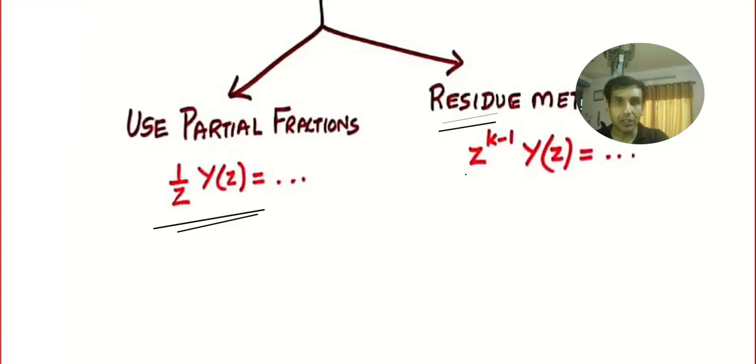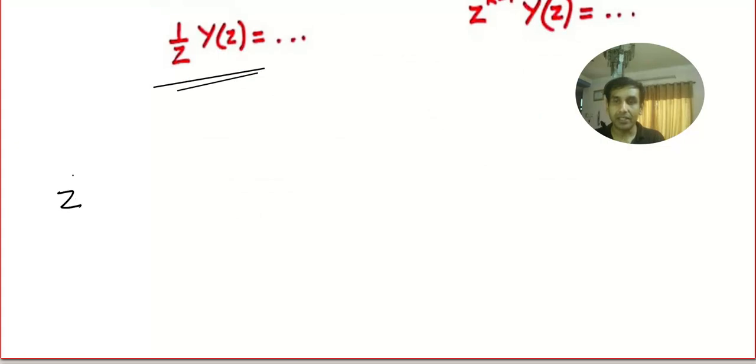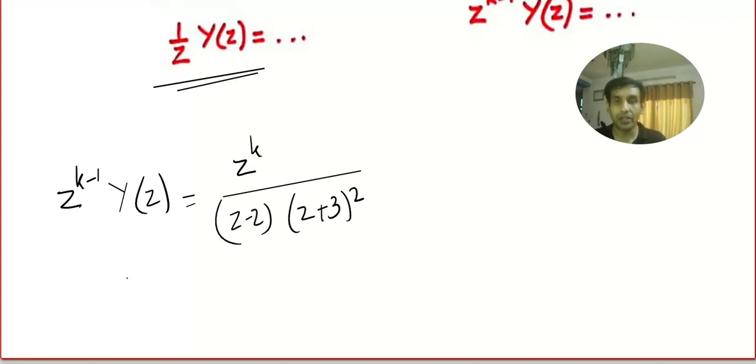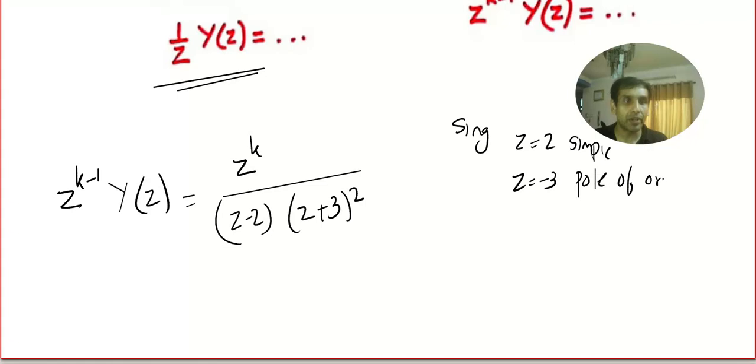So we have our function here. I'm going to create Z to the power k minus 1, and the function of Z will be Z to the power k divided by... I'll strongly recommend you to pause the video and try it yourself and check whether you're getting the last answer or not. So this will be Z minus 2, Z plus 3 the whole square, and there are two singularities. So what are the singularities? Z equal to 2, Z equal to minus 3. So this is a simple pole, and this is a pole of order 2.